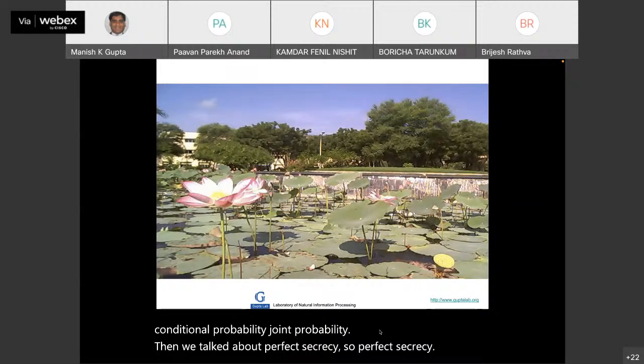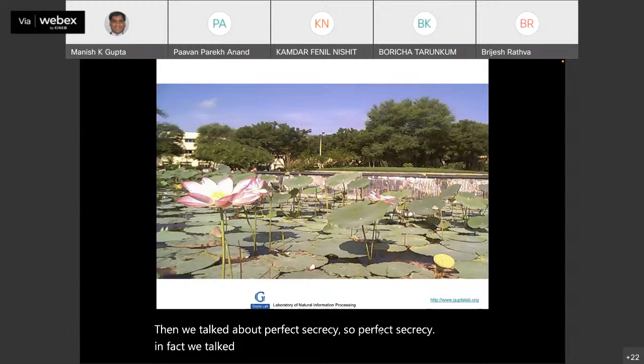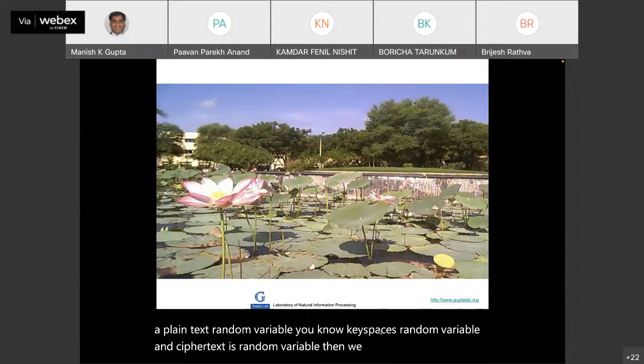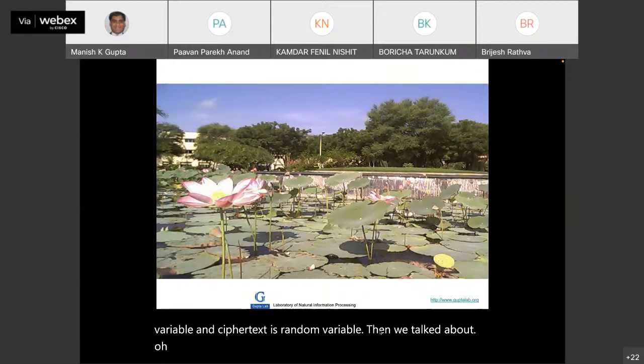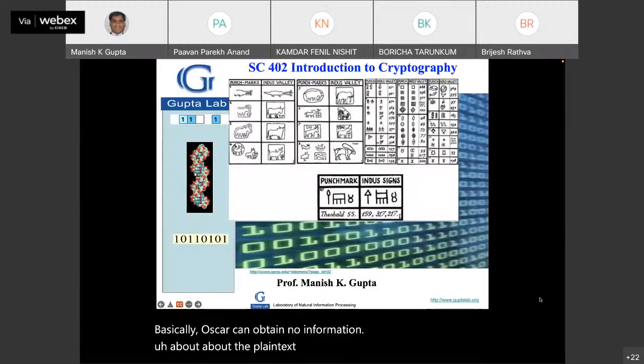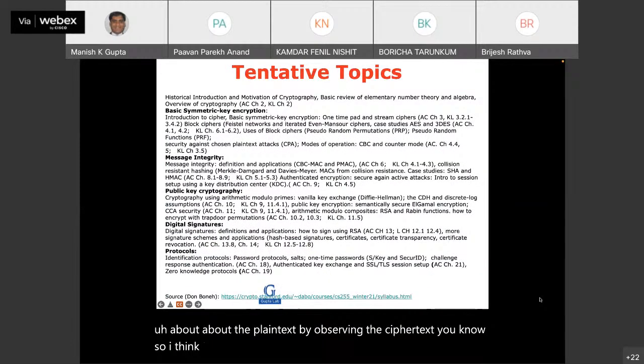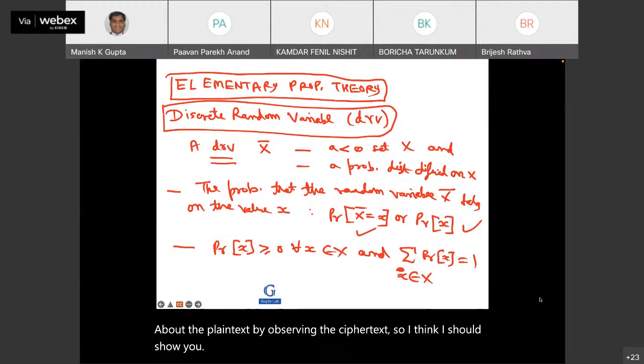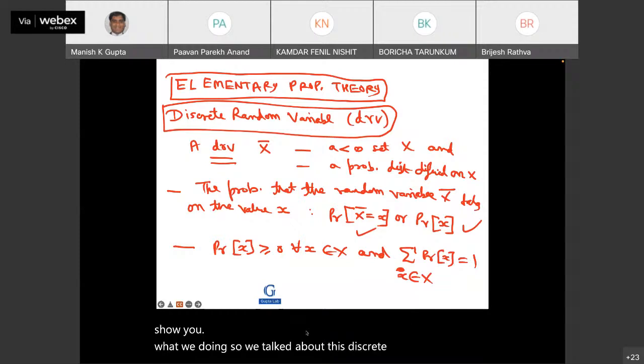Before that, we treated plain text as a random variable, key space as a random variable and ciphertext as a random variable. Then we talked about perfect secrecy, saying that Oscar can obtain no information about the plain text by observing the ciphertext. So I think I should show you what we did. We talked about this discrete random variable, right?